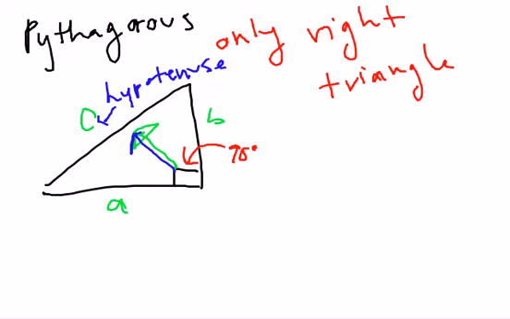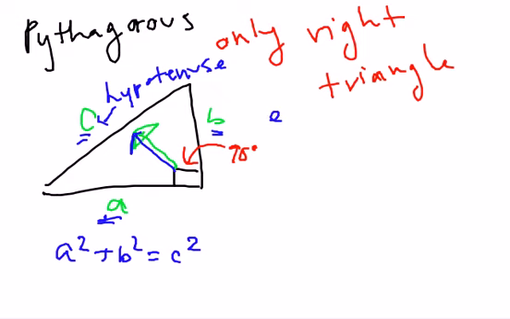So the formula that we use, the Pythagorean theorem, is a squared, one side squared, plus b squared, your other side squared, is equal to your hypotenuse squared, c squared. Your a and your b do not matter. Your c does. Your c must be the hypotenuse.